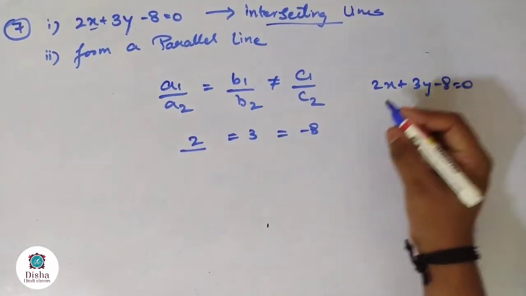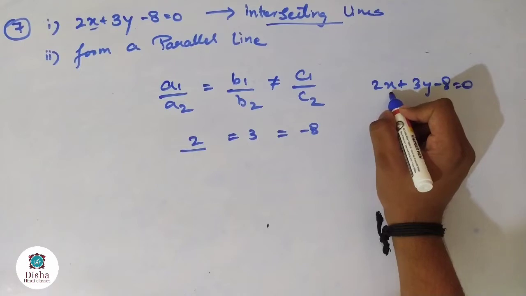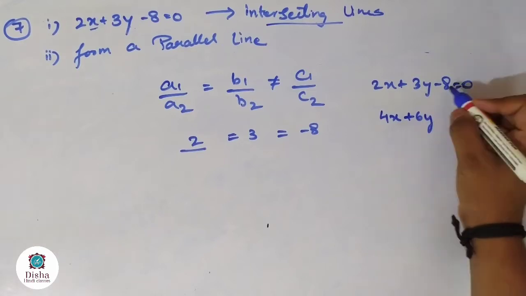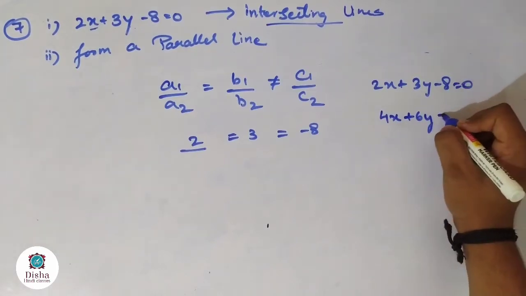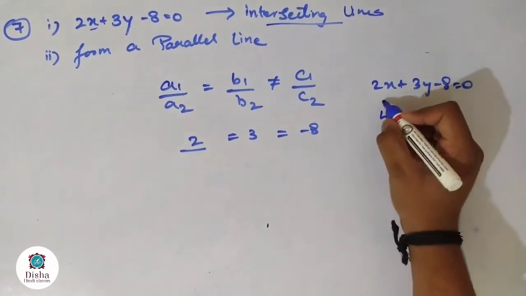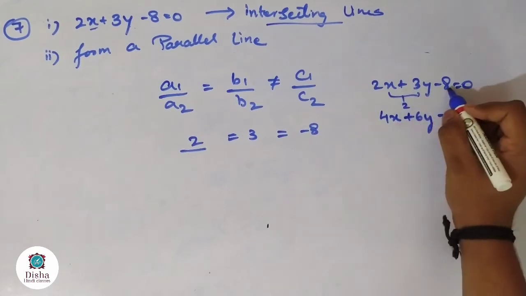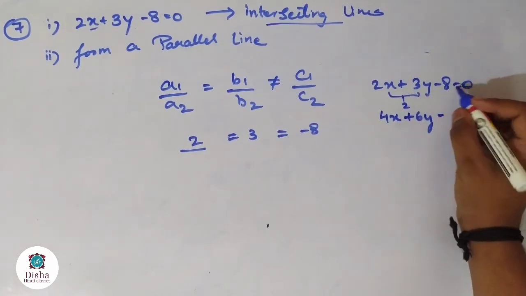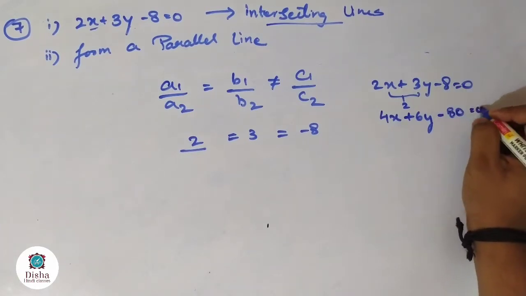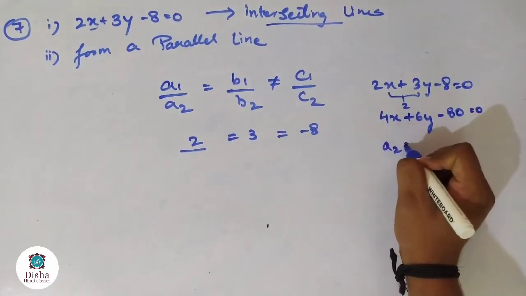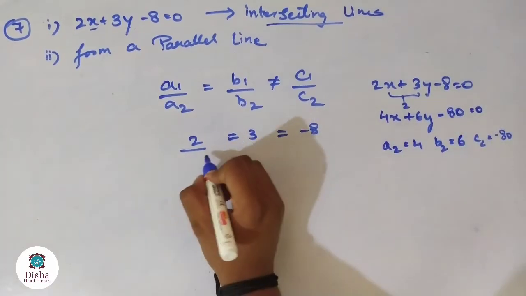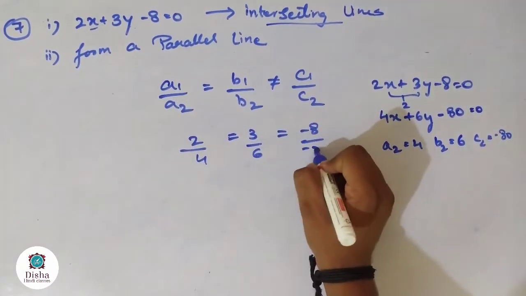Okay, now double it. Here you have to double only the coefficients of x and y. So that will be 4x plus 6y, and in place of doubling 8, you can multiply it with 3 or 10 or any number more than 2, because here you multiplied this 2 by 2, right? Here you can multiply by more than 2 but not 2. So I am multiplying it by 10. That will be 8 into 10, which is 80. So that will be equal to 0. So here a2 will become 4, b2 will become 6, c2 will become minus 80.